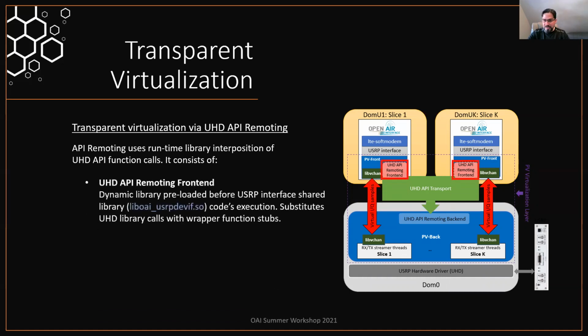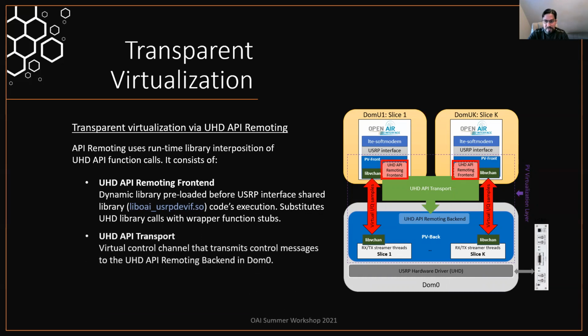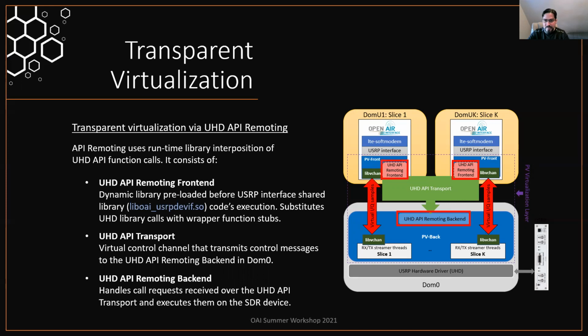UHD API rerouting consists of the following blocks. The API rerouting frontend is a dynamic library preloaded before the USRP interface shared library code executes. We can substitute each UHD library function call with wrapper function stubs that forward the UHD action to be performed to a remote entity through an API transport layer. The API transport layer is a virtual control channel that forwards the UHD action as control messages to domain zero's UHD API rerouting backend. The UHD API rerouting backend can then process the received UHD actions over the API rerouting transport and execute them on the SDR device.